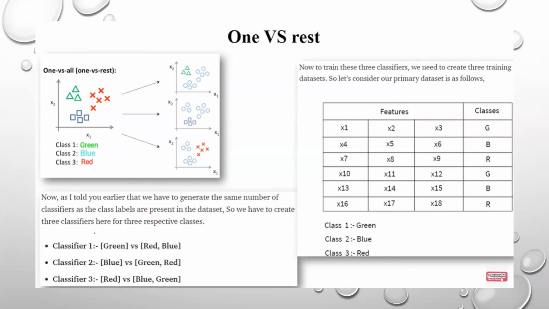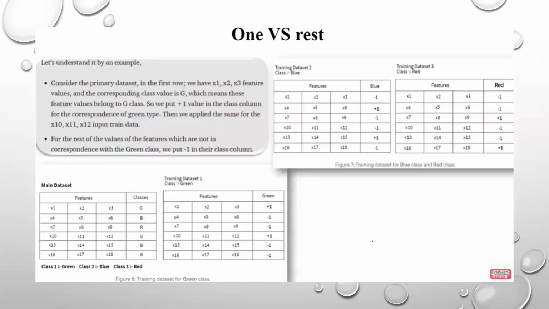How are we going to create those 3 classifiers? For classifier 1, we take green versus red and blue. For classifier 2, blue versus green and red. For classifier 3, red versus blue and green. Like that, if there are 3 different classes, compulsorily we require 3 different classifiers. That is what one versus rest is. Now see this particular dataset. If a particular sample has features x1, x2, x3, we conclude that it belongs to green. Similarly, if it has features x4, x5, x6, it is blue. Likewise, according to the features, we have differentiated these classes. So class 1 is green, class 2 is blue, and class 3 is red.